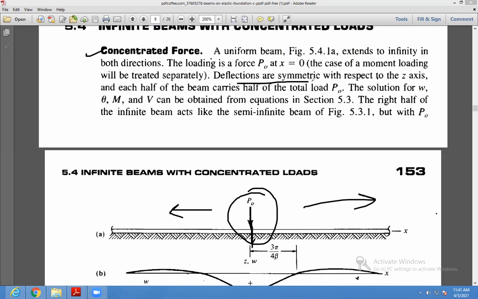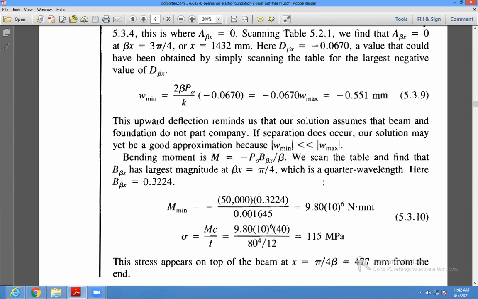The deflection, that is w or delta or y, is symmetric with respect to the z axis, and each half of the beam carries half of the load. This half of the beam carries 50% of the load, and the remaining half carries the other 50%. The solution for deflection, slope, moment, and shear can be obtained from equation 5.3.